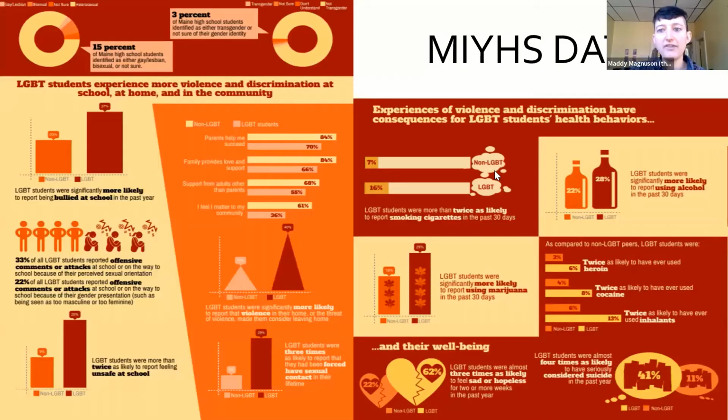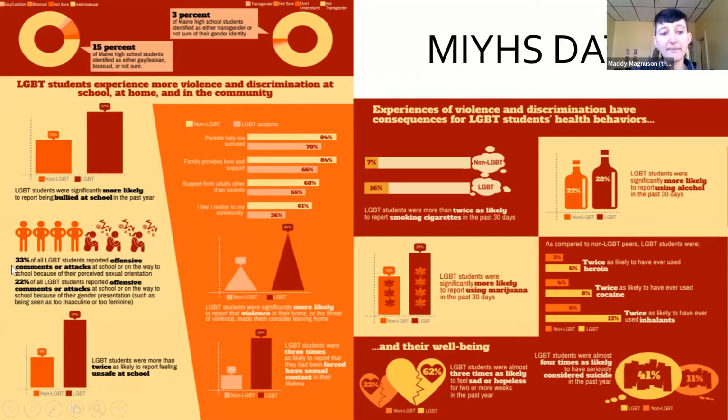So the Maine Integrated Youth Health Survey, this is from 2017. And they found that about 3% of Maine high school students, and this is for high school, identified as either transgender or unsure. And about 15% of Maine high school students identified as either gay, lesbian, bisexual, or unsure. And as we can see, LGBT students were significantly more likely, looks like by about 17%, to be bullied at school.